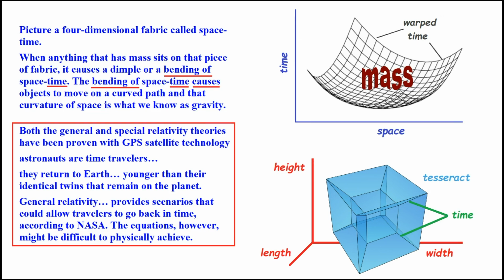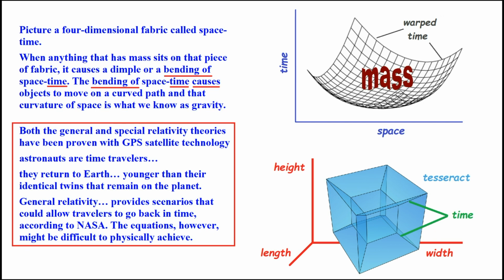And they continue saying astronauts are time travelers. What is that? They return to Earth younger than their identical twins that remain on the planet. Oh man, we should travel more often, out there in space so we all become young again, the fountain of youth, I guess. General relativity provides scenarios that could allow travelers to go back in time. Back in time. How do you go back in time? I mean, I don't know how they do this. Maybe a good shot in the arm of some high-level drug. I don't know how you can go back in time.